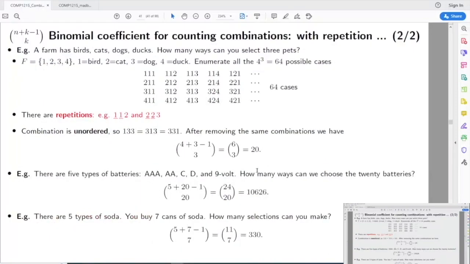So it will be what? How many battery types? 5. How many batteries do you want? 20. 5 plus 20 minus 1, choose 20. Equal this. Lastly, there are 5 types of soda: Coca-Cola, Zero, Pepsi, whatever, okay? And then you buy 7 cans. How many ways can you choose? So 5 types plus 7 minus 1, choose 7, this.